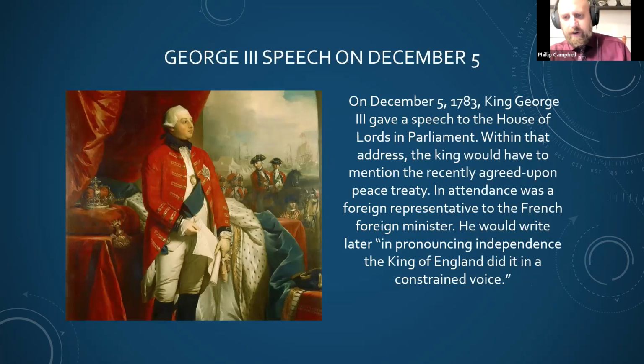So in December of that year, King George had to give a speech to the House of Lords in Parliament. Within that address, George had to mention the recently agreed upon peace treaty. There were representatives of the French monarchy there. And the French diplomat observing George's speech wrote that in pronouncing independence, the King of England did it in a constrained voice. That is, he was compelled to discuss independence in this speech, but it was still personally hurtful to the king. Like he had a hard time when he had to talk about it, he choked up. This was very hard for the king to deal with.